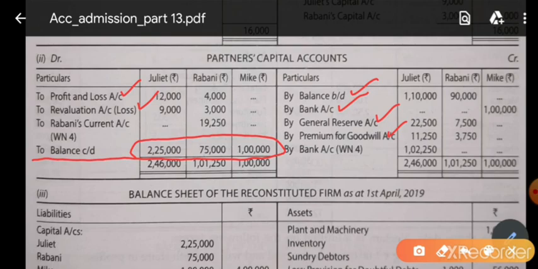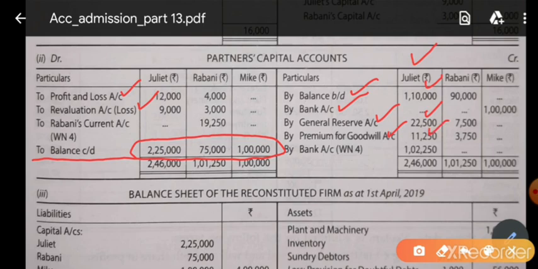So 225, 75, and Mike's capital is going to remain the same. And now once you have written the new capital, now take out the balance. The last thing that is to be done is to take out the balance. So first of all, total Juliet's credit side. So on credit side, how many things we have written? Only first 4 points. So it is 110, 22,500 and 11,250.